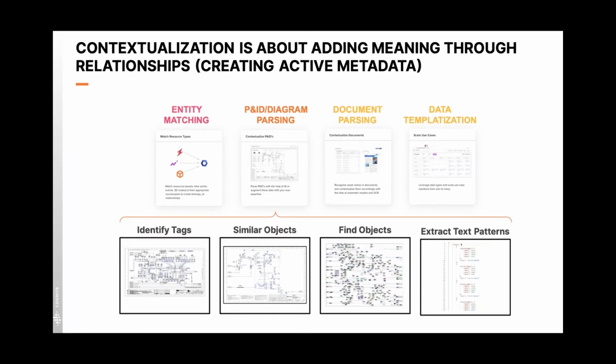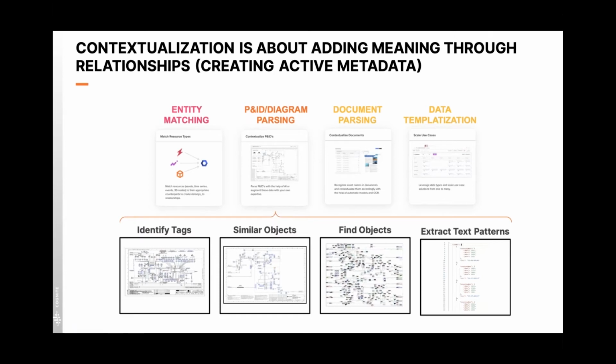Then we have the whole class of P&ID or engineering diagram parsing, where it's all about turning or converting conventionally PDF format documents into interactive, smart, programmatically queryable information in a graph model. So here it's all about identifying the tags, identifying similar objects and object recognition, finding objects, and of course extracting patterns as well.